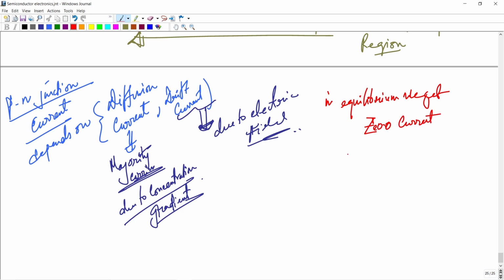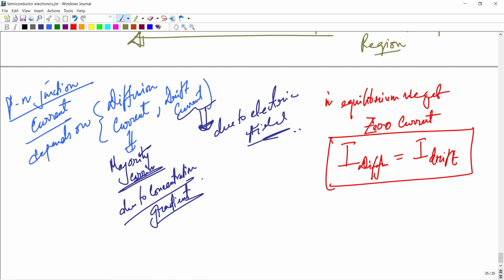Because current from diffusion is equal to current from drift with the same magnitude, you get zero current here. Because there is the same current here, they are equal. So that's a very important key point.